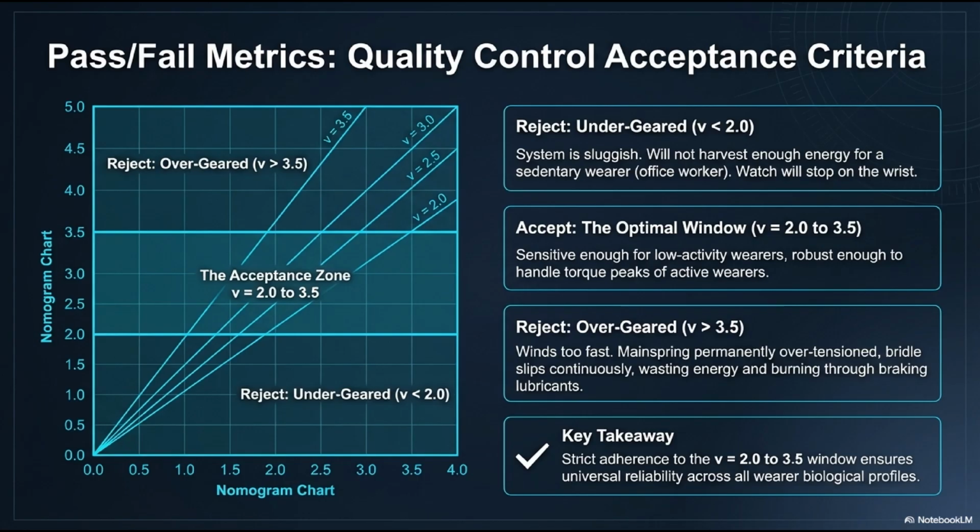The goal is the middle path. Accept, the optimal window, V equals 2.0 to 3.5. This represents the Goldilocks zone. The gearing is sensitive enough to keep a low-activity wearer fully wound, but robust enough to handle the massive torque peaks of an active athlete without burning out the bridle. Strict adherence to this narrow window ensures universal reliability across all wearer biological profiles.